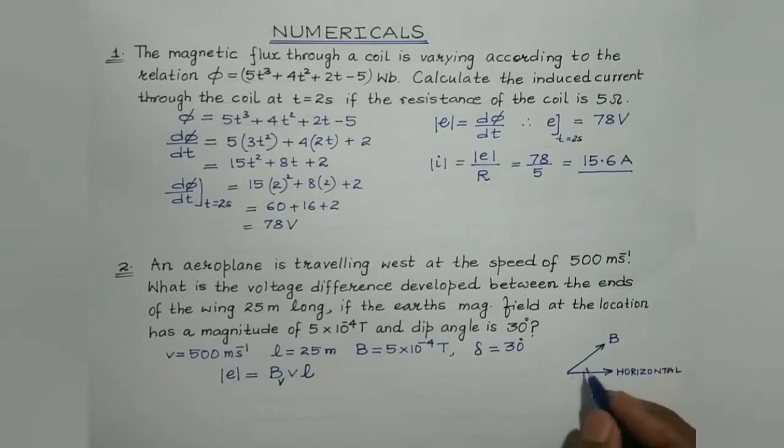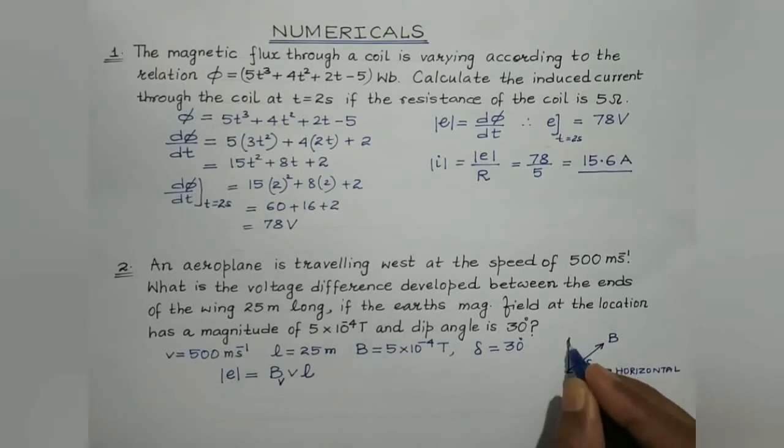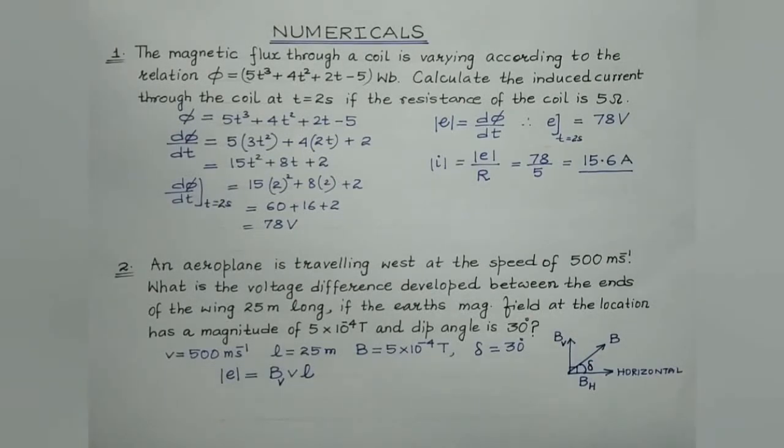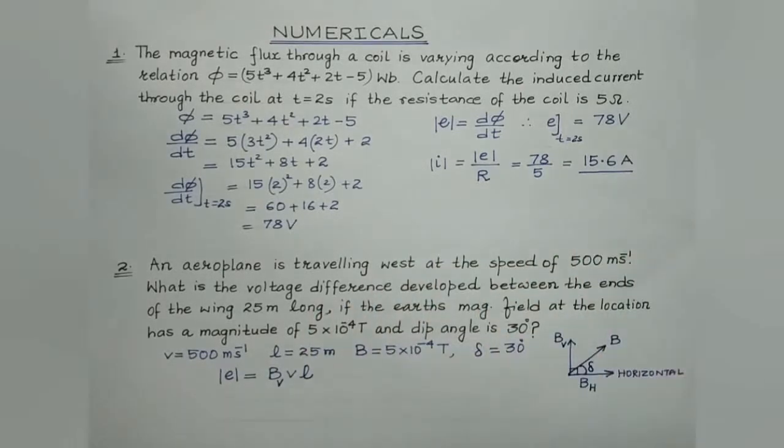So the angle which the Earth's total magnetic field makes to the horizontal is known as the angle of dip. This component is known as the horizontal component of Earth's magnetic field, while this perpendicular component is known as the vertical component of Earth's magnetic field. So BV, the vertical component of the Earth's magnetic field, is perpendicular to the Earth's surface, obviously.